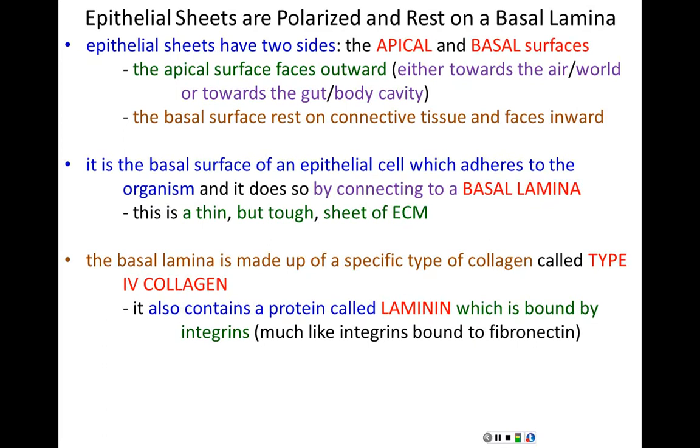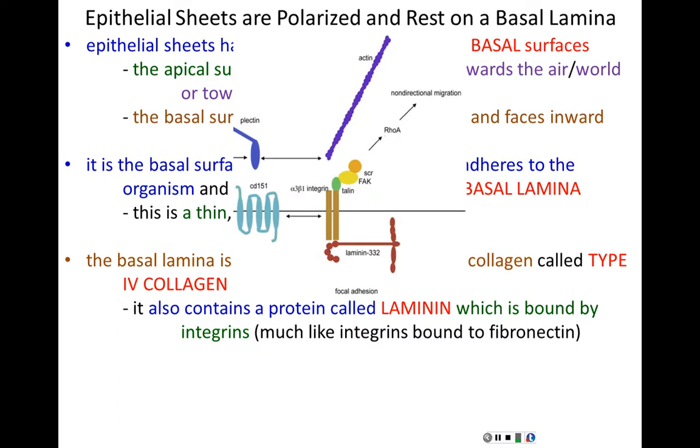Laminin is a protein that can be bound by integrins. So we're back to integrins again. Just like integrins can bind to fibronectin, integrins can also bind to laminin. That's on the exterior side of the cell. So inside, we still have actin. The integrin is still anchored to actin, but now that integrin is also interacting with laminin in the basal lamina, and so this is anchoring that epithelial cell in place.